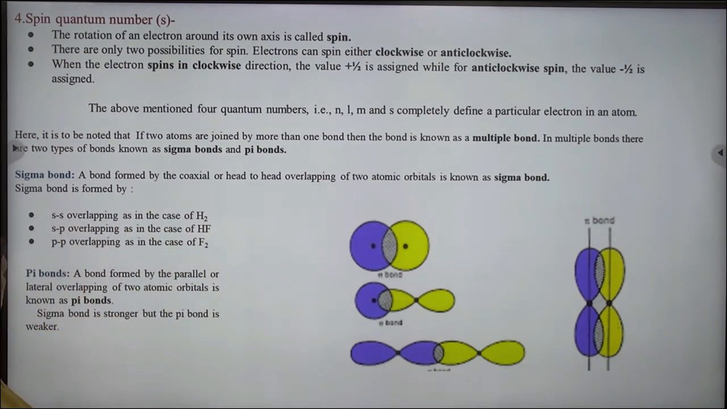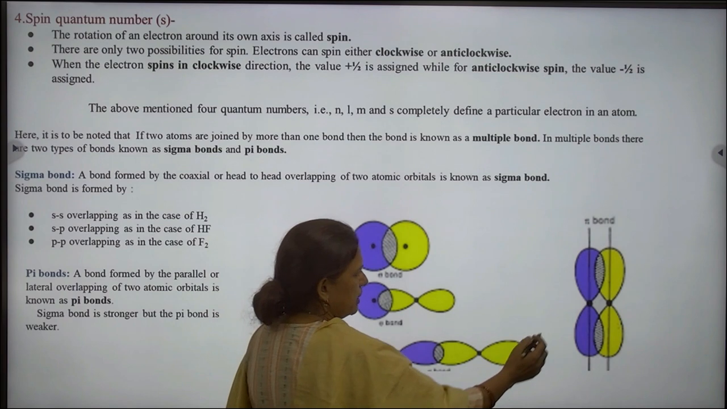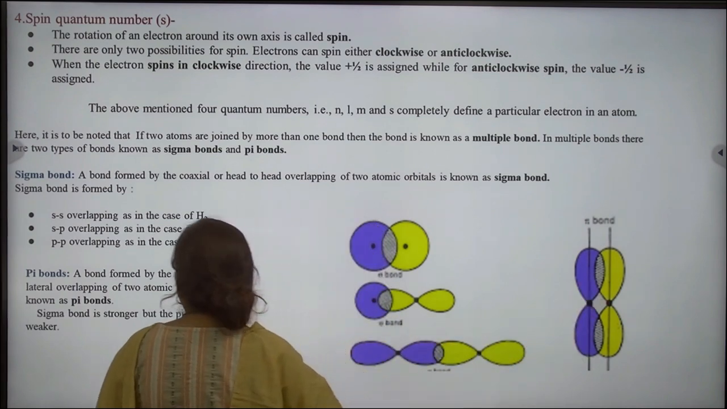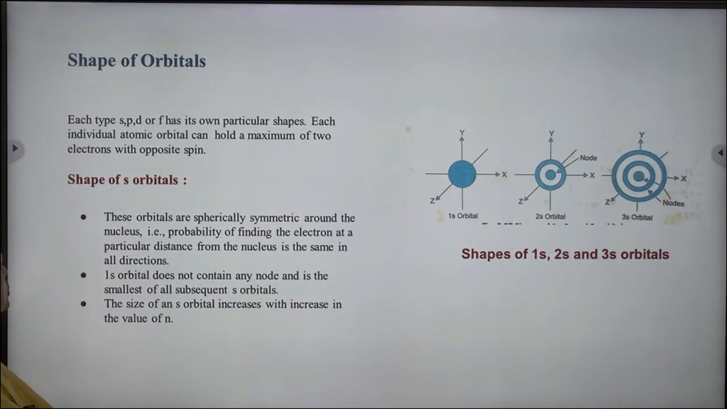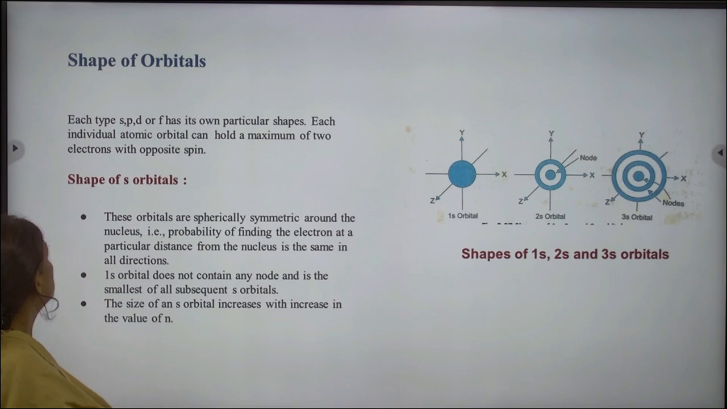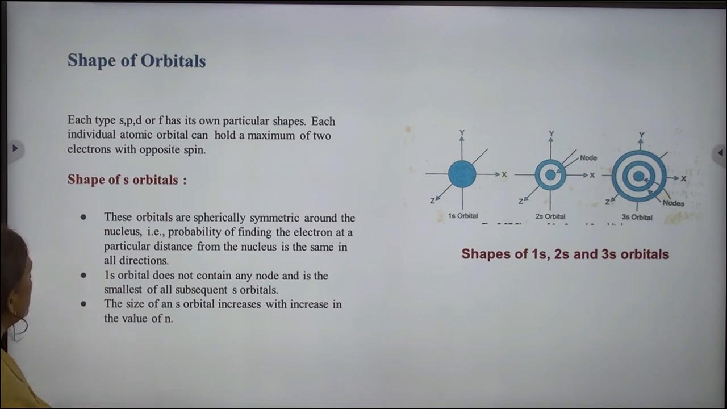Pi bonds. A bond formed by the parallel or lateral overlapping of two atomic orbitals is known as pi bond, like this. Sigma bond is stronger, but the pi bond is weaker. Shapes of orbitals. Each type, s, p, d or f, has its own particular shapes. Each individual atomic orbital can hold a maximum of two electrons with opposite spin.